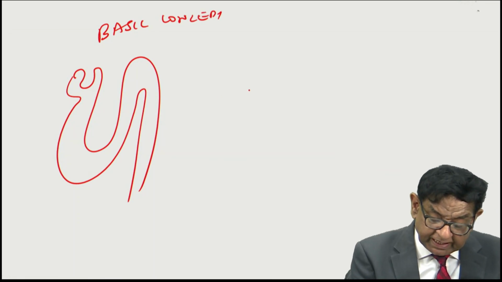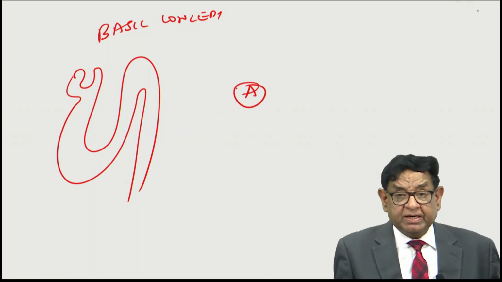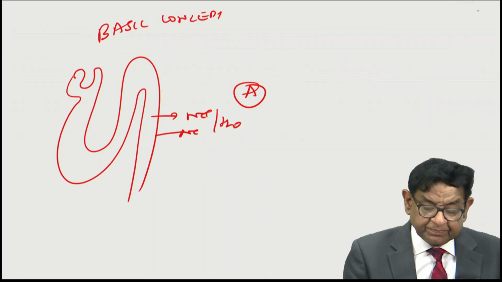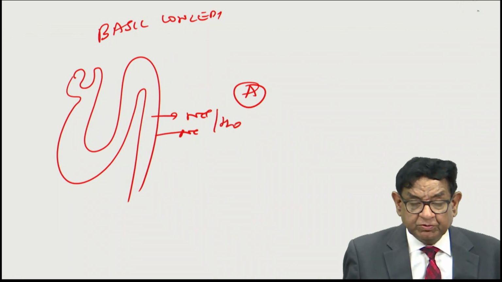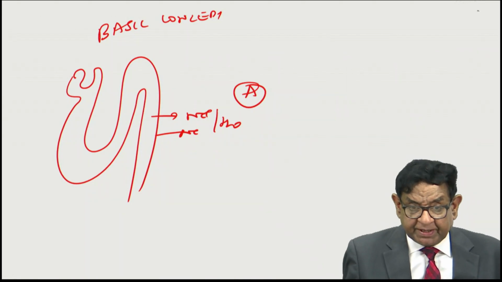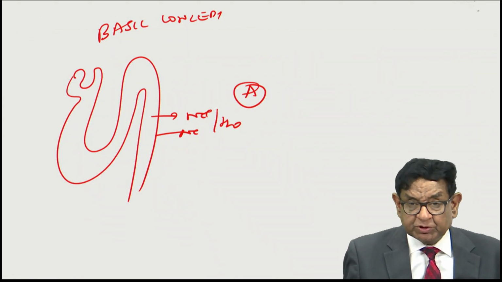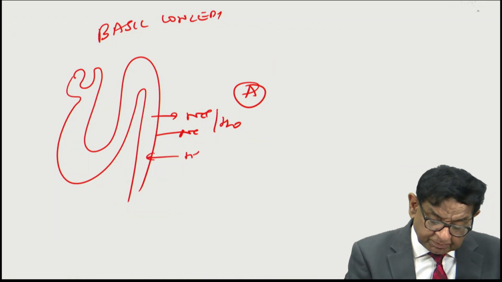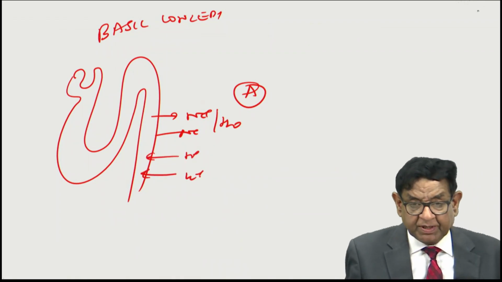Normally, aldosterone, A for aldosterone, comes and tends to absorb sodium with water. But here, there may be some problem in sodium reabsorption. So normally H ion goes out, potassium goes out, normal.